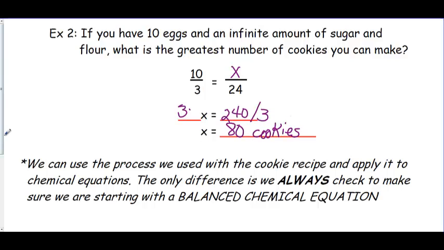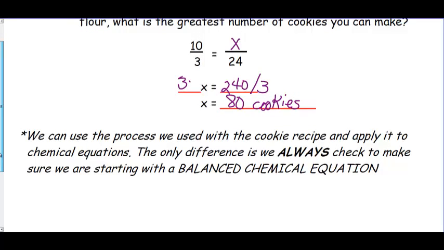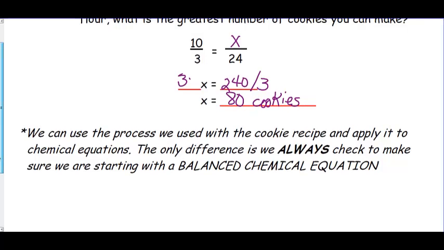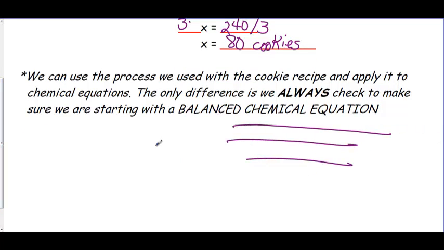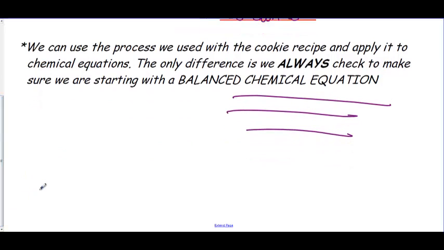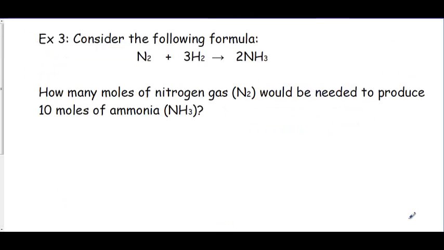with their infinite amount of flour and sugar. So we can use the process we used with this cookie recipe and apply it to chemical equations. And like I said before, the only difference is we always check to make sure we are starting with a balanced chemical equation. This is very, very important. If it's unbalanced, then we cannot use those proportions because they're not correct. That would go against the law of conservation of mass, conservation of matter, and conservation of charge as well, okay? Balanced chemical equations always.